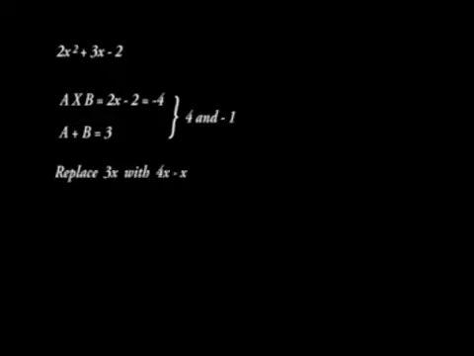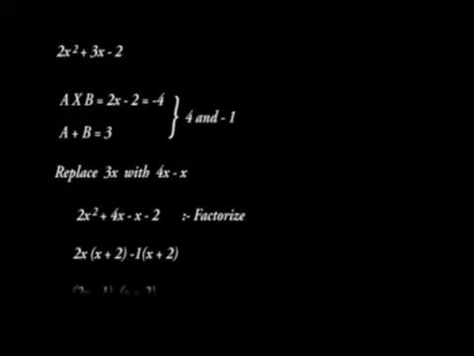We replace 3x with 4x and minus x. 2x squared plus 4x minus x minus 2. Then factorize. 2x into x plus 2 minus 1 into x plus 2. Take one of the terms in the bracket and we have 2x minus 1 times x plus 2.